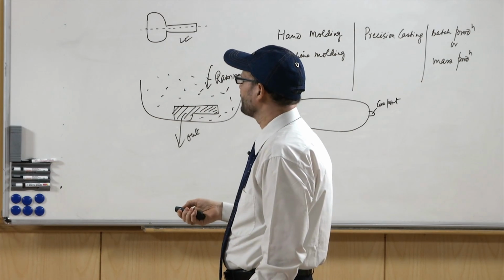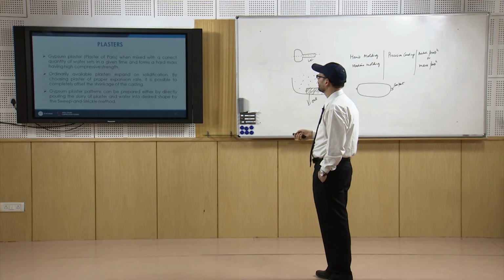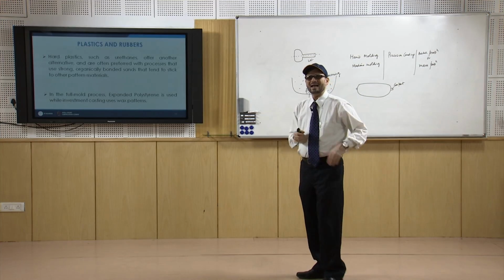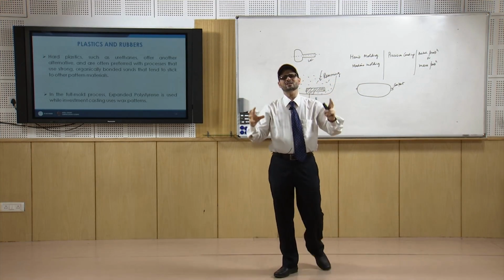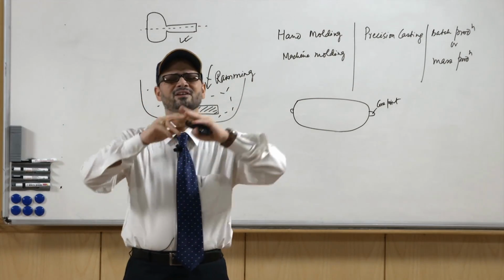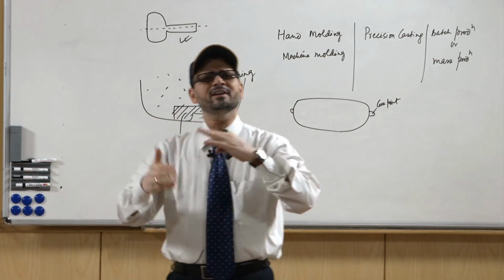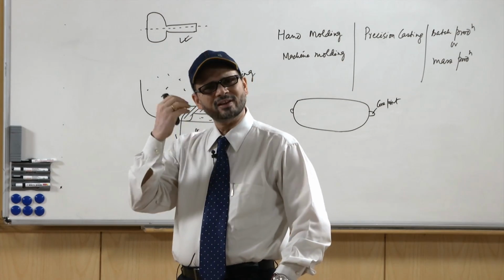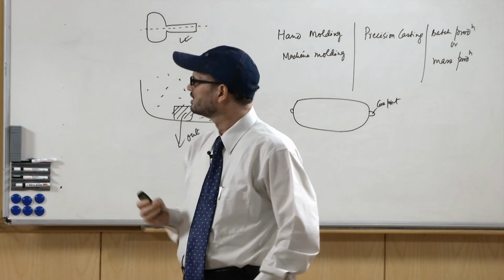They can be prepared either by directly pouring the slurry of plaster and water into the desired shape, or by the sweep and trickle method. By the sweep and trickle method also you can make the pattern. Then other varieties are plastics and rubbers. As we know, nowadays the materials should be light and chemically inert. In that case these plastics are a very good choice. They have a very light weight, they can be handled very nicely.